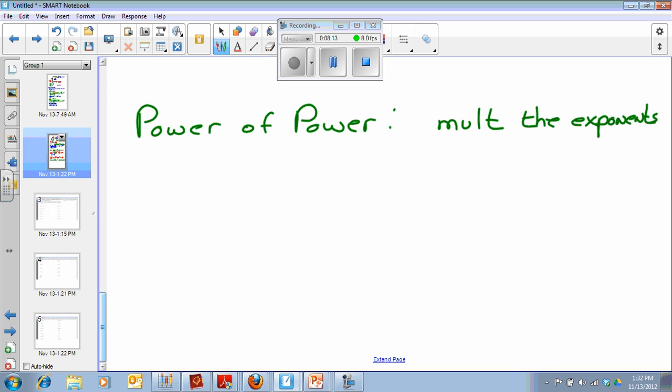So here would be a good example of a power of a power. In parentheses, I have 2 to the 3rd power, or 2 cubed. All of that raised to the 2nd power. And if I was to write this in expanded form, it would really mean this: 2 to the 3rd power times 2 to the 3rd power. Because remember, this exponent applies to everything inside the parentheses, so we're actually multiplying that by itself 2 times.